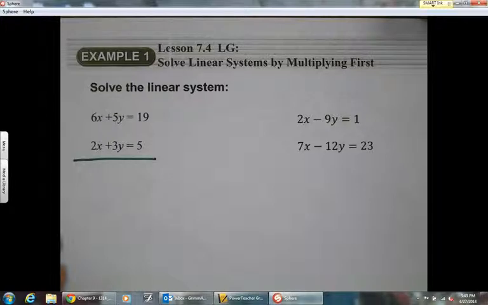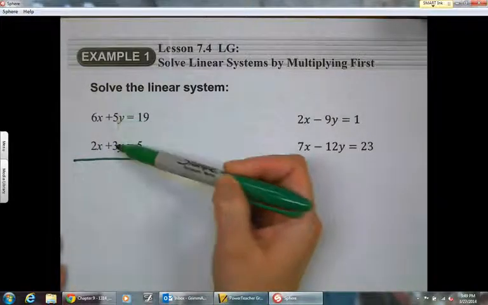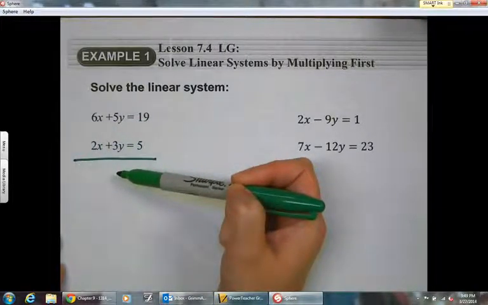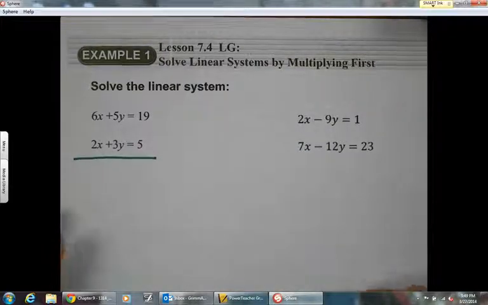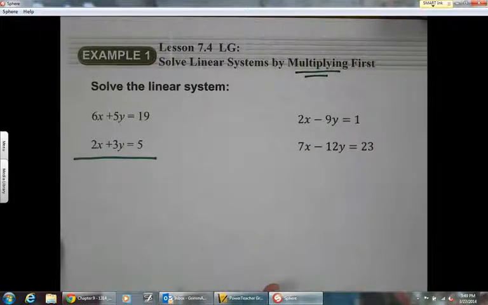If I say, well, maybe I should just subtract them, well, if I subtract them, 6 minus 2 is 4, and 5 minus 3 is 2y. So again, nothing drops out. So this becomes an issue, and so one thing that I can do is I can go ahead and take one of these equations and multiply through all three of those terms first so that I can get one that would drop out.